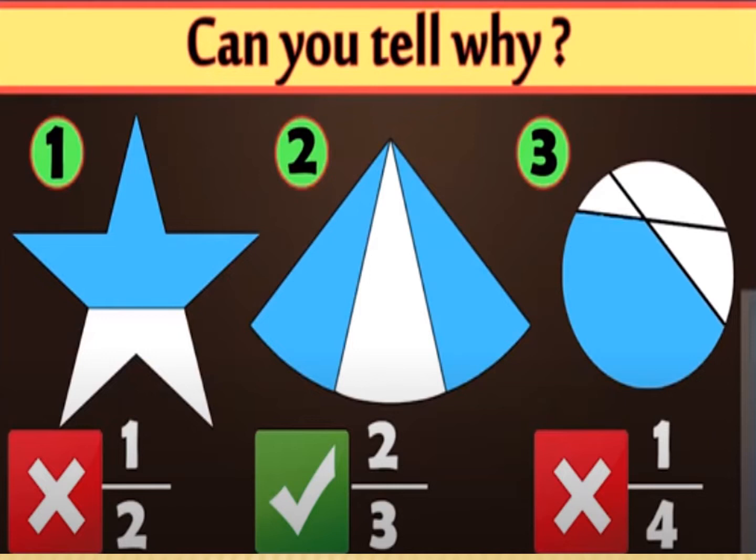Also look at number 3. The circle is divided into 4 parts, but they aren't equal. So we cannot write a fraction for that. But look at number 2 now, and you will find that it's divided into 3 equal parts. And we have 2 shaded parts, so we have to write up 2, numerator is 2, and down, denominator is 3. 3 is the whole number of parts.